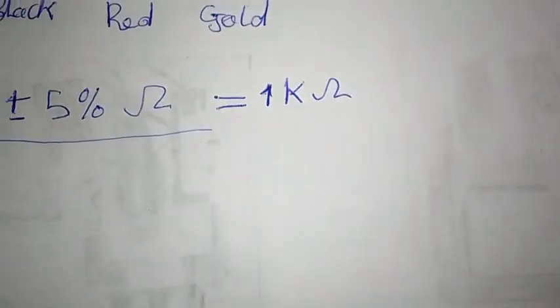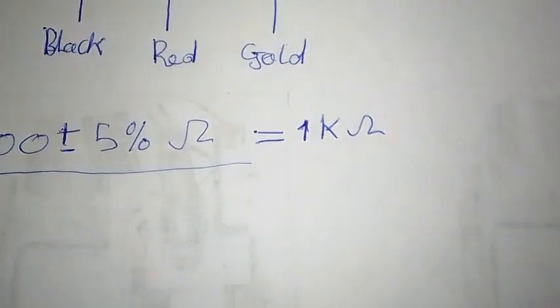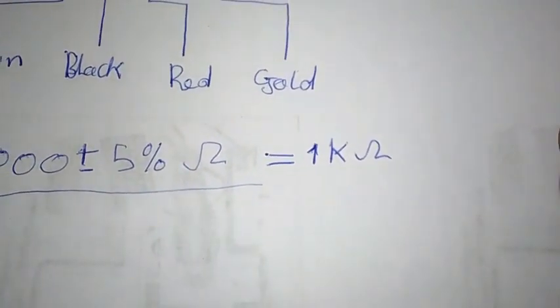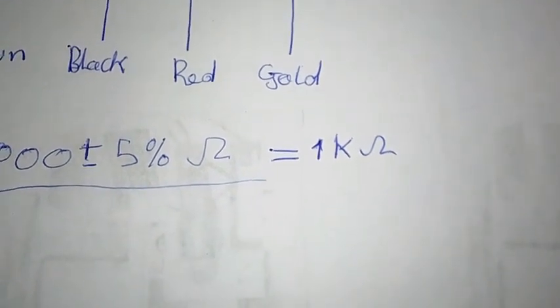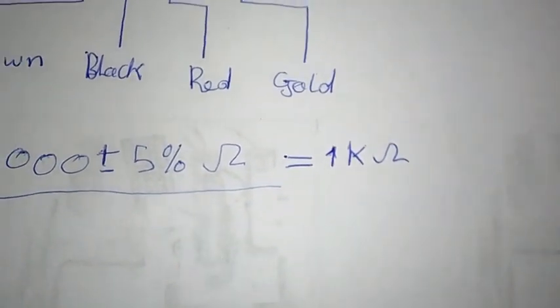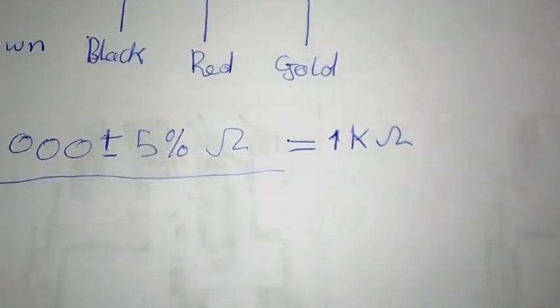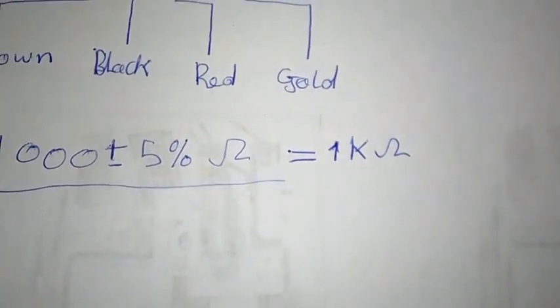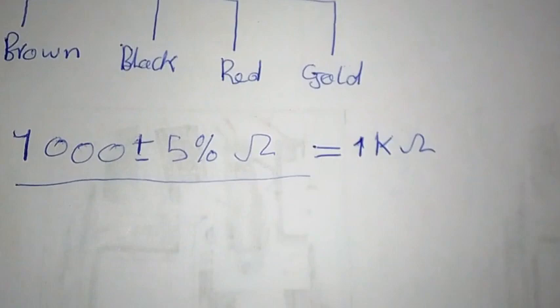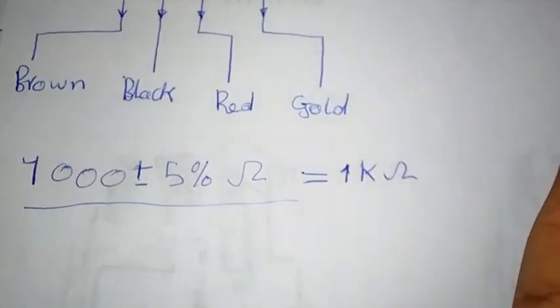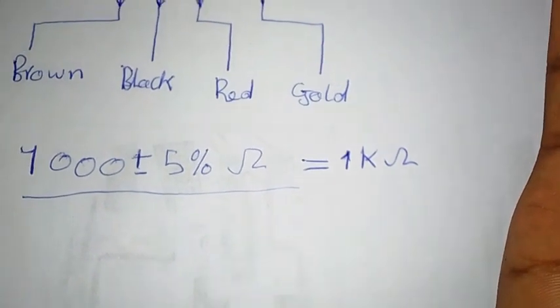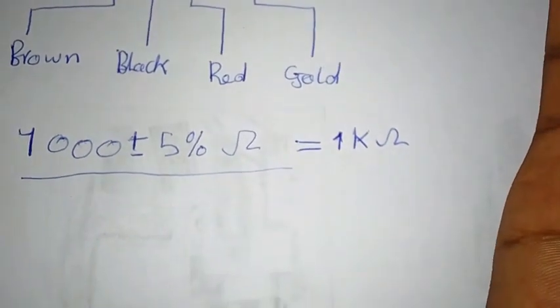So that is it, friends. On the screen, just check your screen. The very next image that will be coming will show you the real resistor, the actual appearance of the 1K resistor with all its colors.